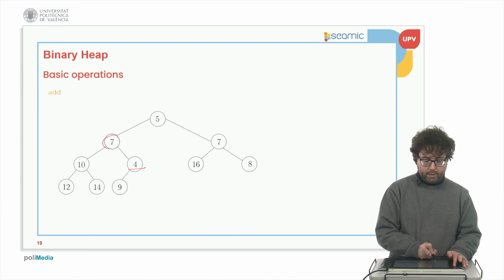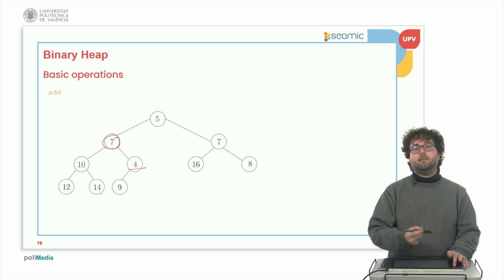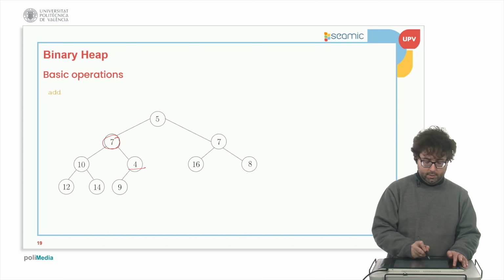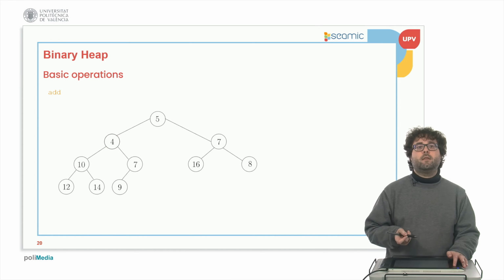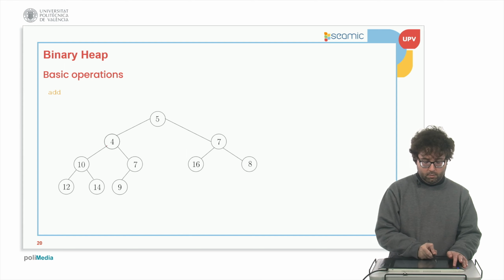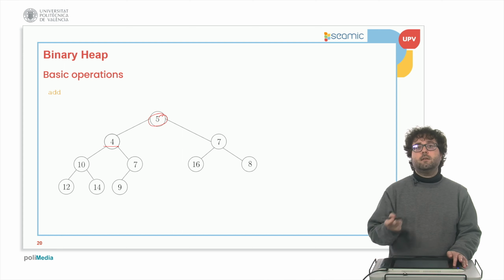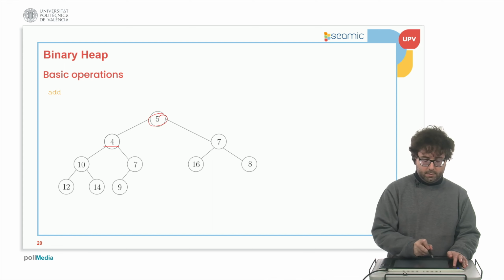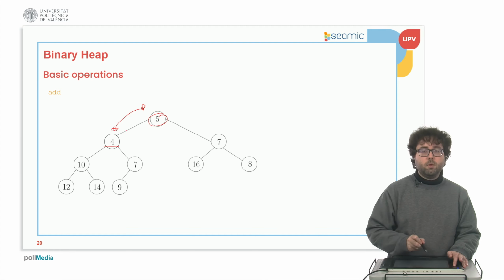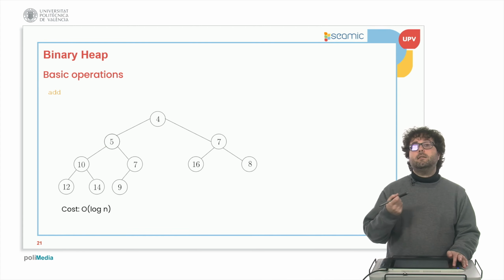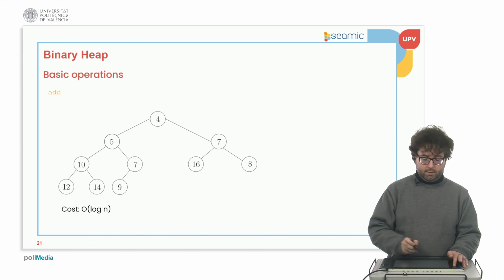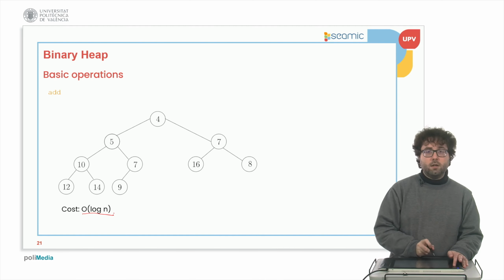We look at its parent, which is 7. Since the child is smaller than the parent, we will need to replace them. One more time, we look at the child and its parent. The child is still smaller than the parent, so we will swap them again. And in this case, since we are already at the root of the tree, then we have finished. Regarding the cost, this operation also has a logarithmic cost.